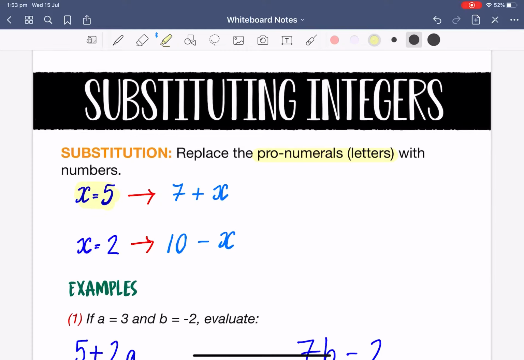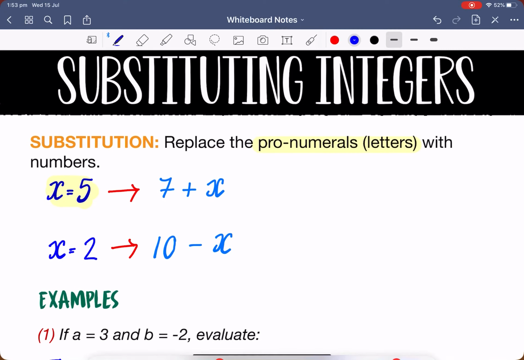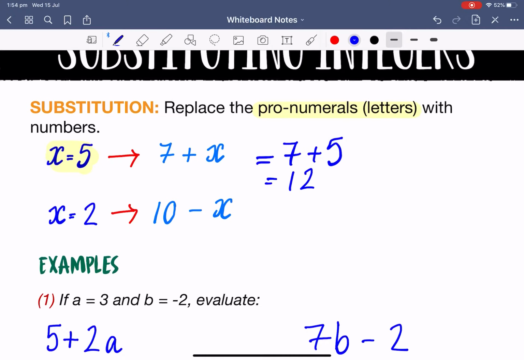So what is 7 plus x? So you write it out, equals 7 plus 5. It's as simple as that, okay? So 7 plus 5, we know, is 12. Okay. Now, the next one, x equals 2. 10 take x. So it's just 10 take away 2, which equals 8.